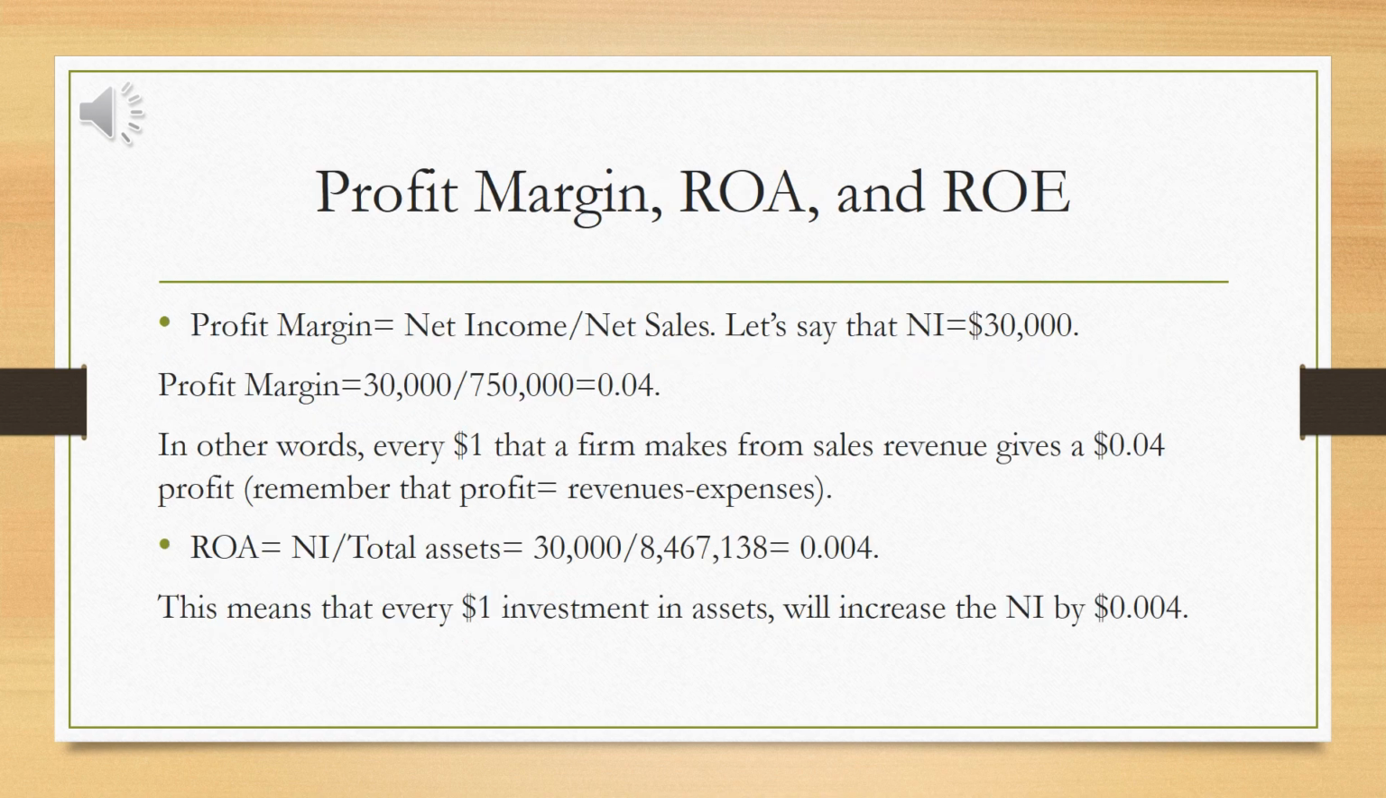Profit margin equals net income over net sales. Let's say that net income equals 30,000. Profit margin will be 30,000 over 750,000, which is 0.04. In other words, every $1 that a firm makes from sales revenue gives a $0.04 profit. Remember that profit equals revenues minus expenses.